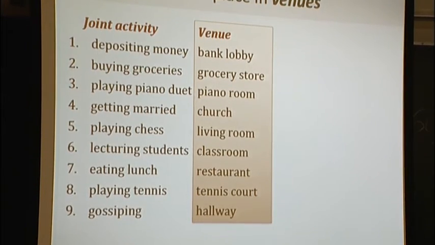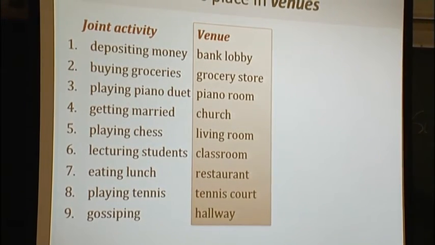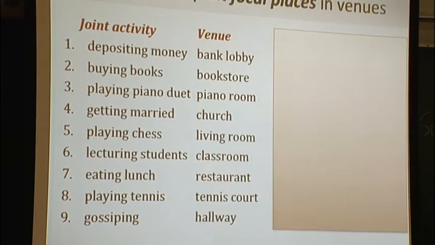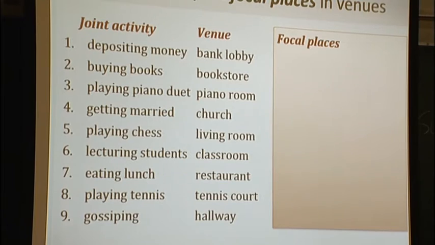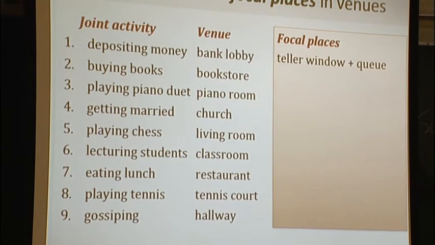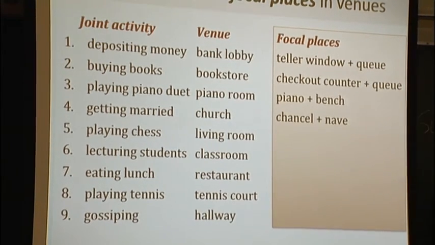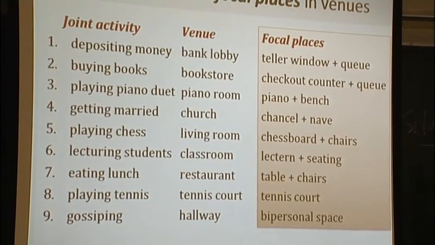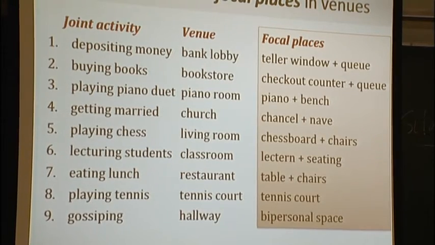I mean, actually, gossipy can go anywhere. So these are the venues, the big kind of places that things are done in, but they themselves consist of or have places within them that are smaller, what I think of as simplex places, like the teller window and queues, a checkout counter, a piano and a bench, a chancel and a nave. These are parts of churches, chessboard, chairs, you know, there are all of these very particular places that occur in all of these venues, and they're used as part of.